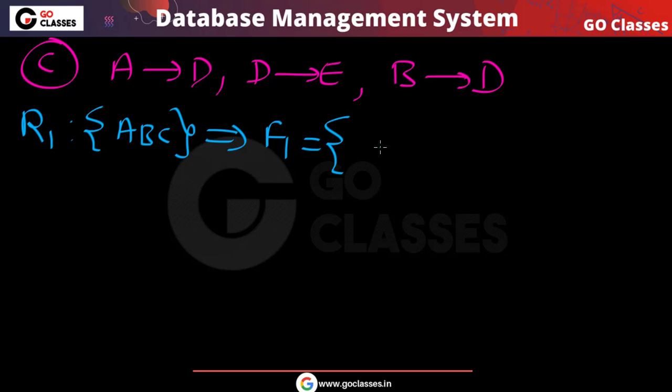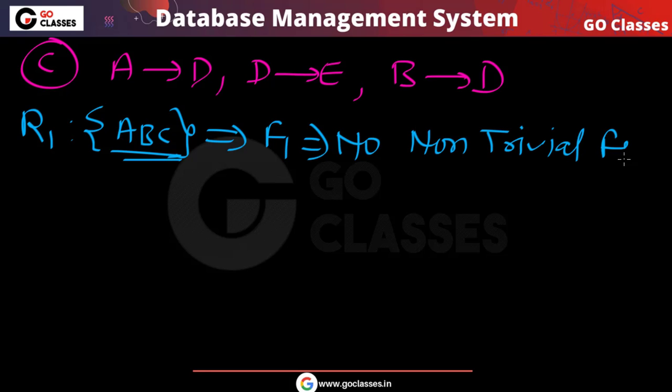So you can notice ABC. A can determine D, D can determine E. Similarly, B can determine D, D can determine E. But between these attributes A, B, C, there is no non-trivial functional dependency. So we can say that there is no non-trivial functional dependency in this relation R1.